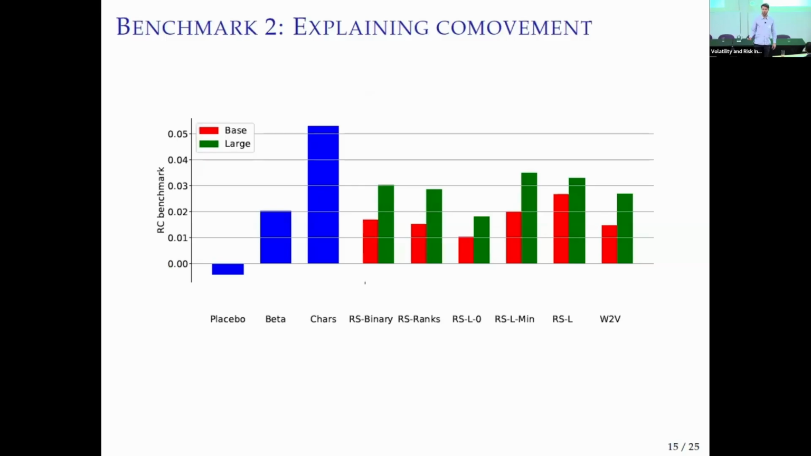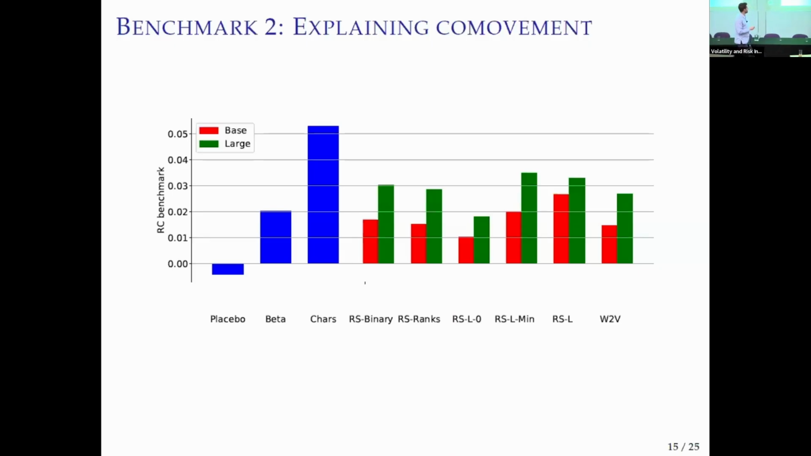What about explaining co-movement? So this is explaining co-movement in returns. These 6 characteristics, standard characteristics that I chose, are a very difficult basis of characteristics to beat because they were selected explicitly to explain co-movement in stocks over a very long period of time. They have an R-squared of over 5% on the daily returns in this sample.